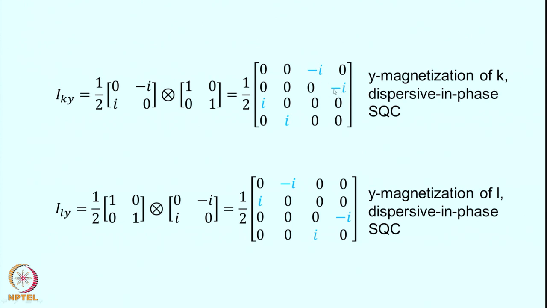So this is 90 degrees out of phase, and that we call the dispersive line shape. This will represent a dispersive line shape, because if I were to measure the X magnetization as in phase, then the Y magnetization will be 90 degrees out of phase. The 90 degree out of phase is the dispersive line shape. So how does that look?